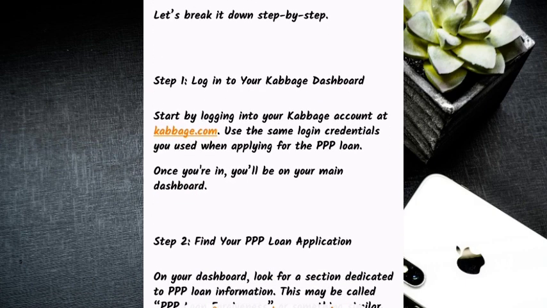Step 1, log into your Kabbage dashboard. You want to start by logging into your Kabbage account at kabbage.com and use the same login credentials you use when applying for the PPP loan. Once you're in, you'll be on your main dashboard.